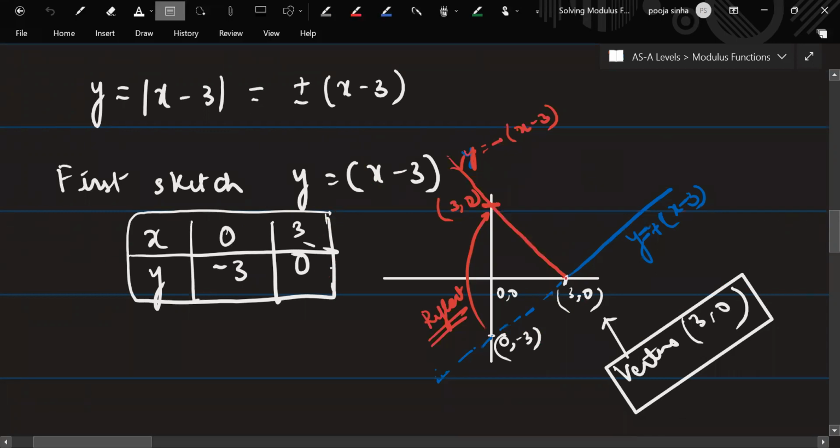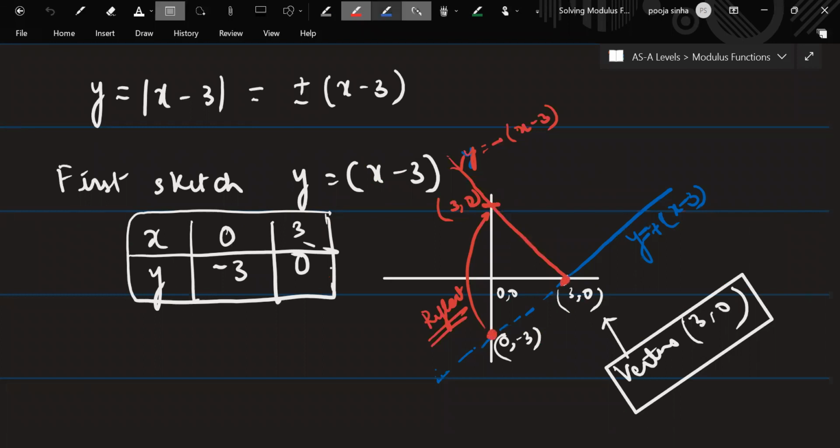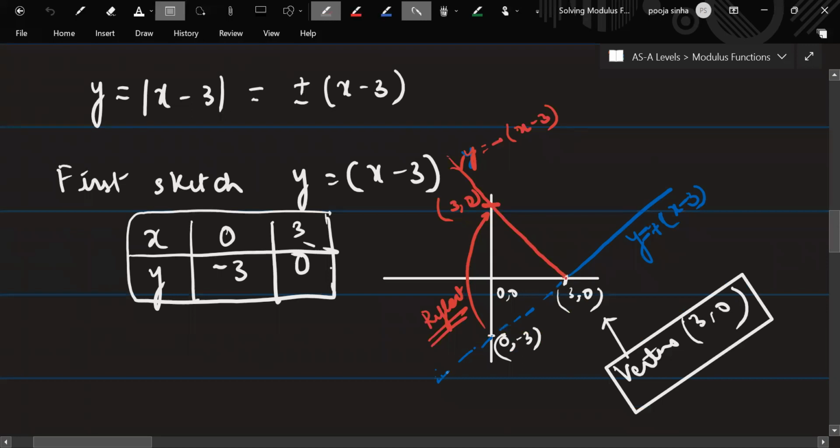Right? So I'm going to put these points on the graph. One came here, one came here, right? And you make your line. Now what we do? We have to reflect it over the x-axis.